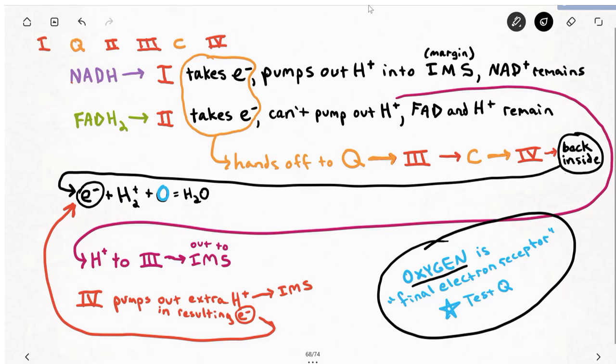Oxygen is the final electron receptor. And you'll see what the oxygen is doing and where it comes into play. It's just at the very, very end. It's not a big complicated deal, but this is usually a test question. So remember, oxygen is the final electron receptor.